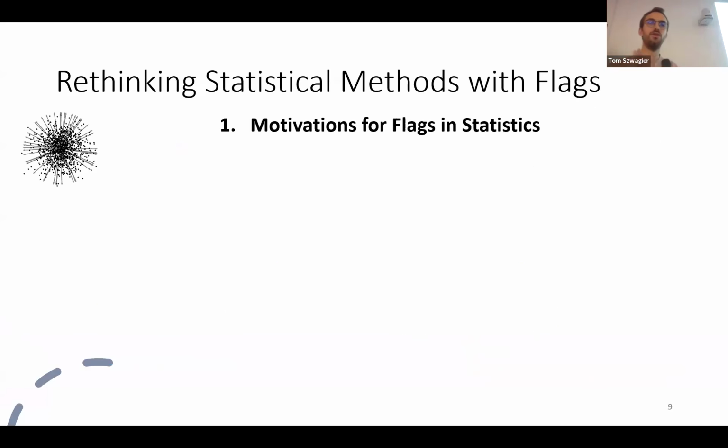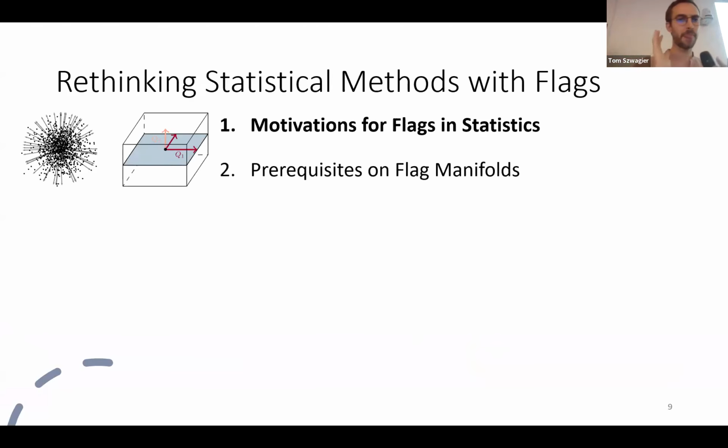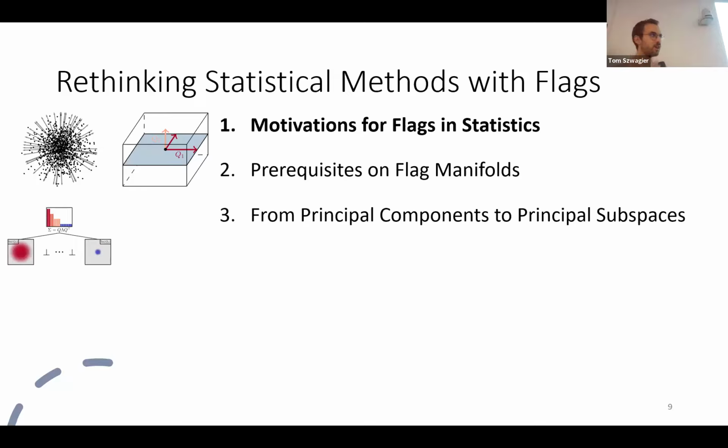Okay, so I gave a few motivations for the interest of flags in statistics. Now I'm going to give a little bit more background on flag manifolds, their geometry, and how to do optimization on such spaces. This will enable us to go to the main conceptual contribution of the thesis, which is how to address this curse of isotropy phenomenon that I raised previously. And it will naturally call us to transition from unstable principal components to more stable principal subspaces.